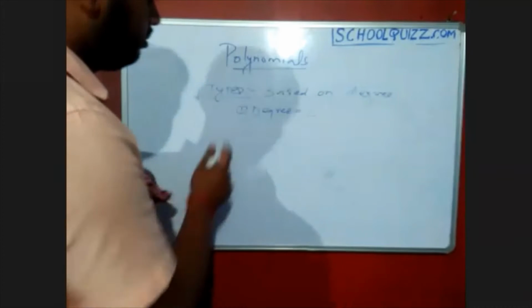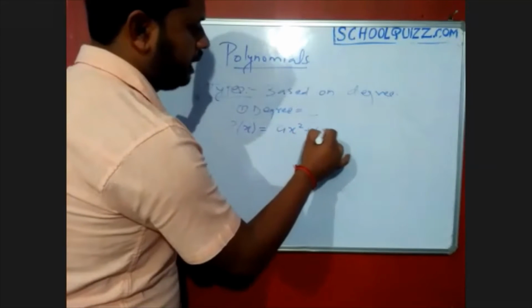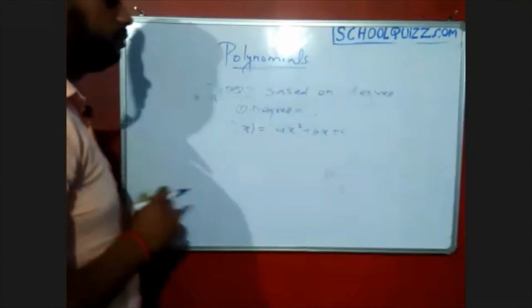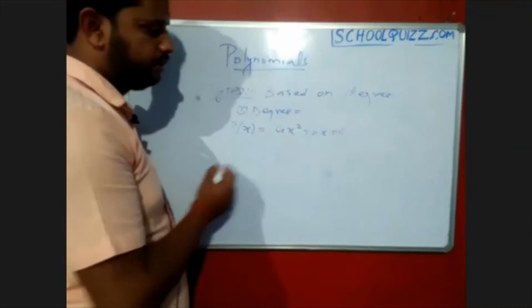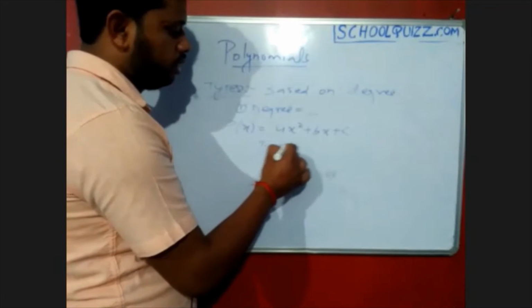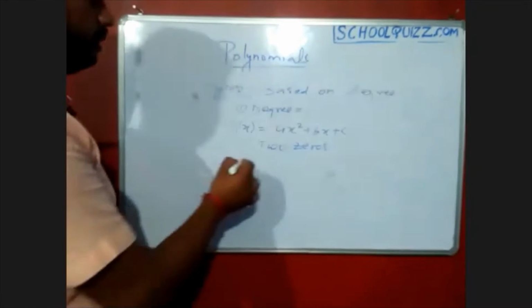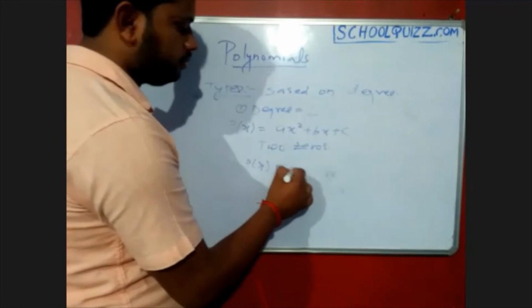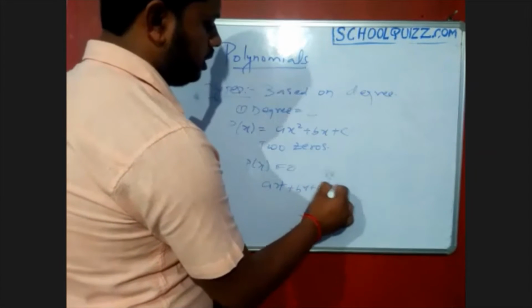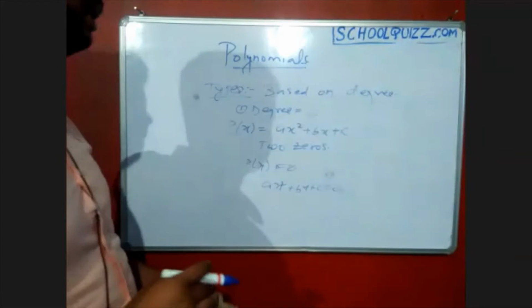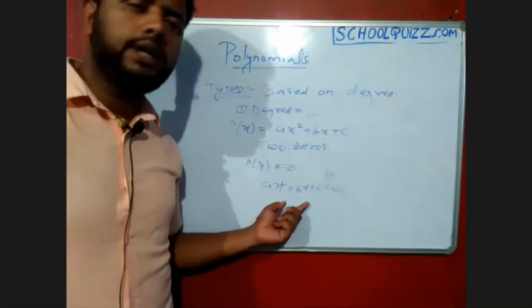Here p of x equals ax square plus bx plus c. This is the standard form of a quadratic polynomial. We know that if it is degree 2, we can get two solutions, that is, two zeros. We find the zeros by equating p of x to 0, that is, ax square plus bx plus c equals 0. We can go with the different methods, as I said in the quadratic equations: the middle term splitting or factorization method.